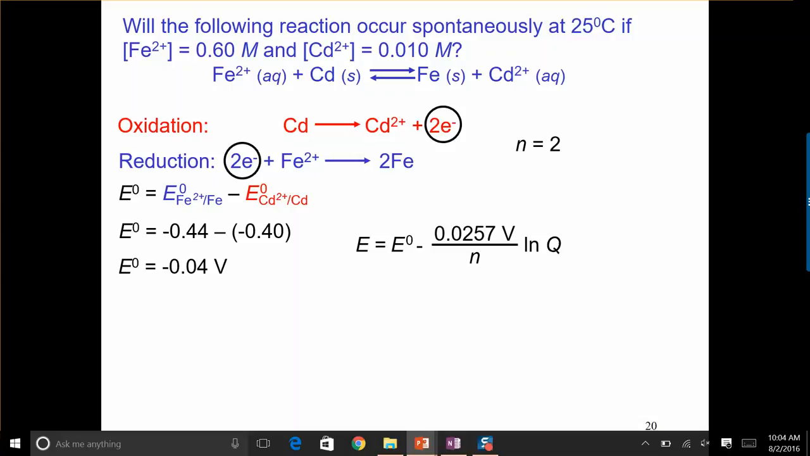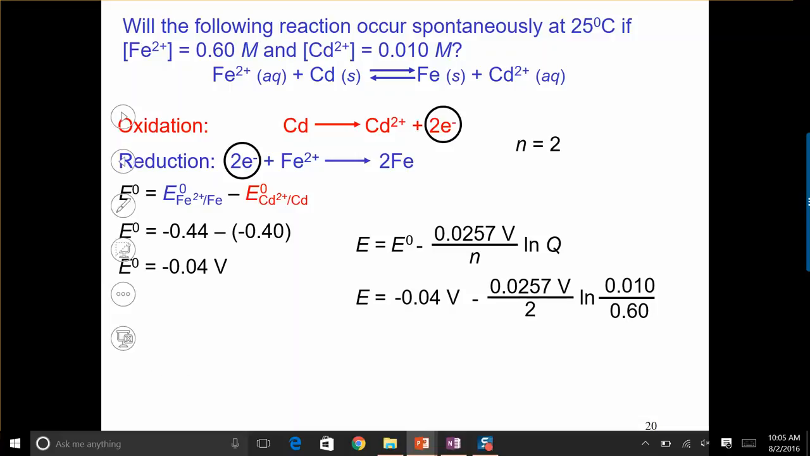So we found E naught of the cell, and we can put it into the Nernst equation and determine E. That's going to tell us if it's spontaneous or not. Like I said, Q is the ratio of products over reactants. Here we have Fe2+ and Cd2+, with Cd2+ as the product over the reactant Fe2+, so 0.01 over 0.6. That's how I figure out Q. Is everybody okay with that? Products over reactants for Q?